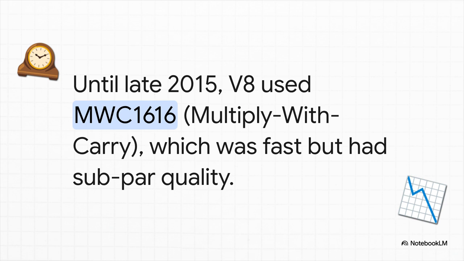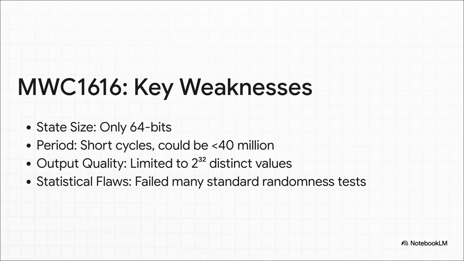It was chosen because it was incredibly fast and didn't use much memory. But hiding just beneath that efficient surface, there were some serious cracks in its foundation. So what were these cracks? Well, for starters, its state size was just 64 bits. Think of this as its memory or its creative potential. It just wasn't enough to generate real complexity.